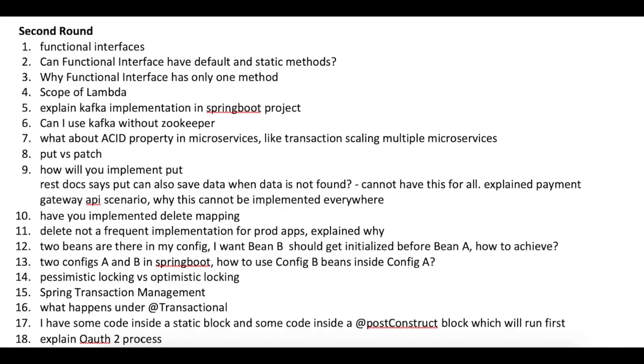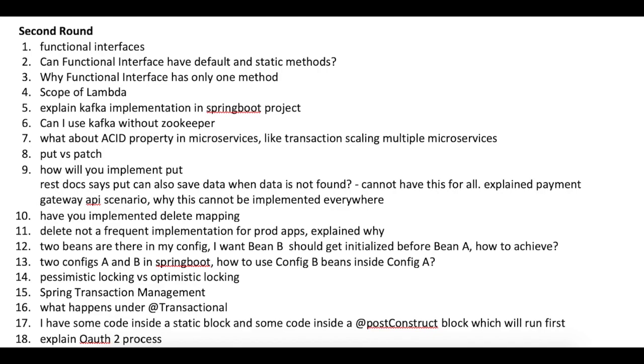The next question was, can a functional interface have default and static methods? Yes, of course. What is a functional interface? A functional interface is something that has one abstract method. The question was, can a functional interface have default and static methods? Yes, of course, it can. A very good example for this is the Predicate functional interface. The Predicate functional interface has default and static implementations for the and, or, and isEqual methods. So you can just tell them that these are examples of that.